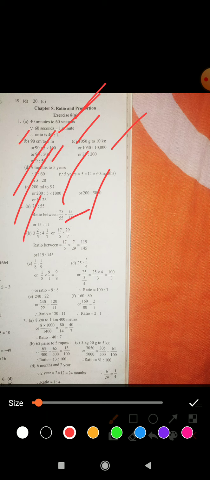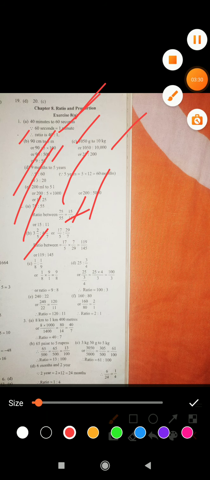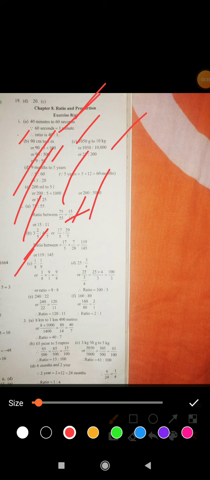Second is 3 whole 2 by 5 ratio 4 whole 1 by 7. First you convert to improper fractions. This is 17 upon 5 and 29 upon 7. So the ratio is 17 upon 5 multiplied by 7 by 29. We multiply the numerators and the denominators, and we get the ratio 119 upon 145. Also we can write 119 ratio 145. Like this, do all the questions.